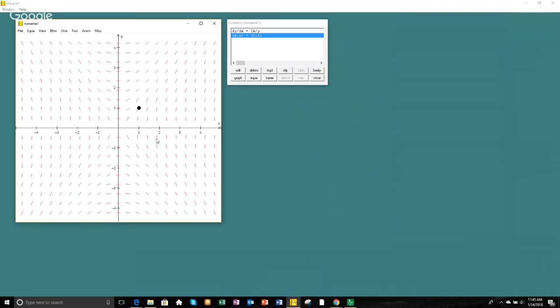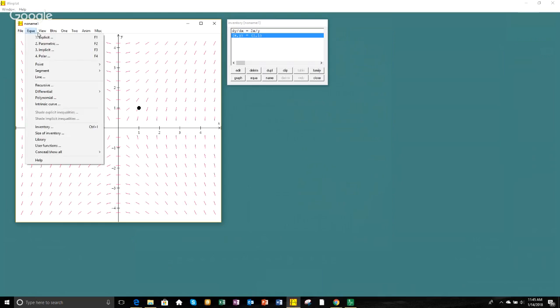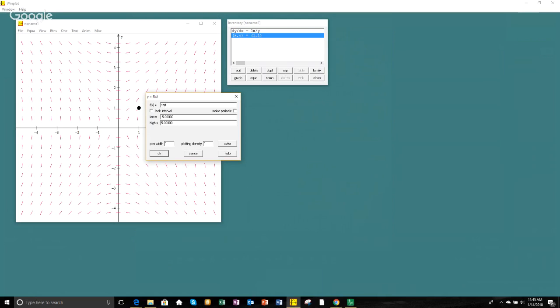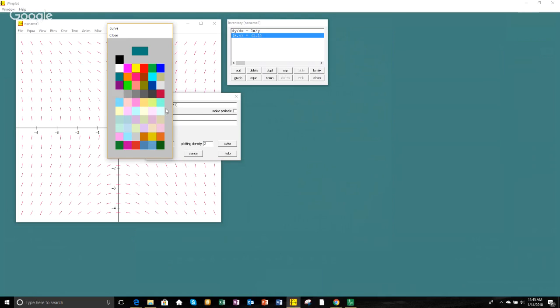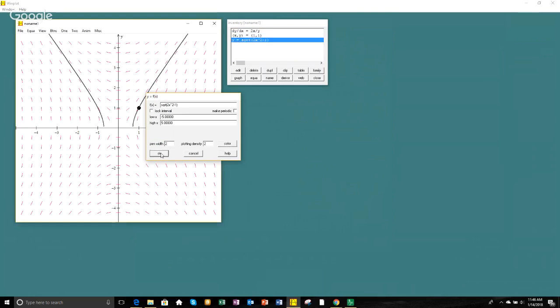There's our point. And I want to see if our particular solution that we came up with works. I'm going to put our explicit solution in there, and that's going to be the square root of 2x squared minus 1. Let's make the pen density 2 just to make it thicker. And what goes well with pink here? Dark gray. And we're going to plot it and see if it goes through.